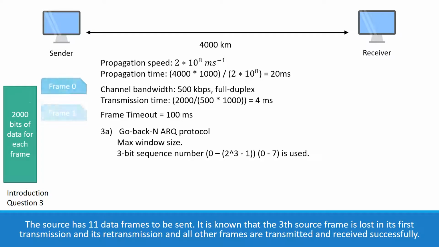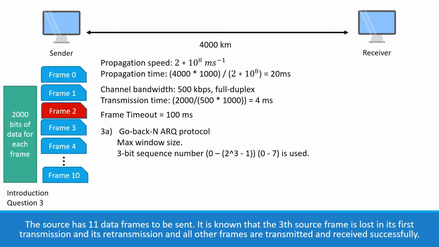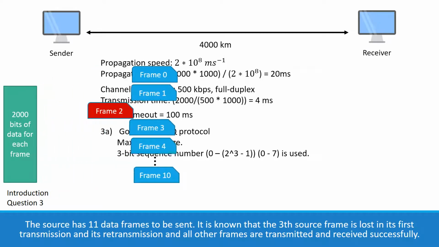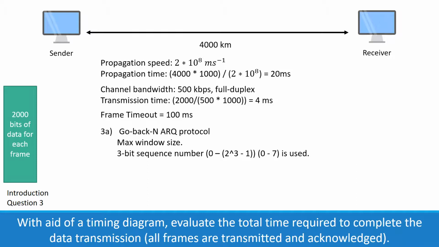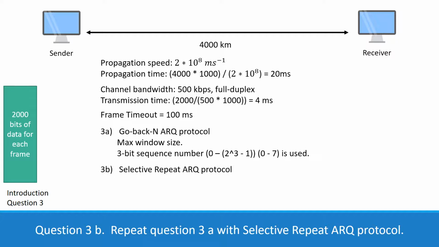It is known that the 3rd source frame is lost in its first transmission and its retransmission, and all other frames are transmitted and received successfully. With the aid of a timing diagram, evaluate the total time required to complete the data transmission. All frames are transmitted and acknowledged. Question 3b. Repeat question 3 with selective repeat ARQ protocol.